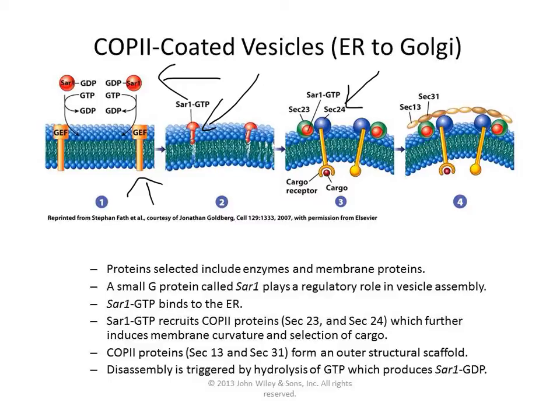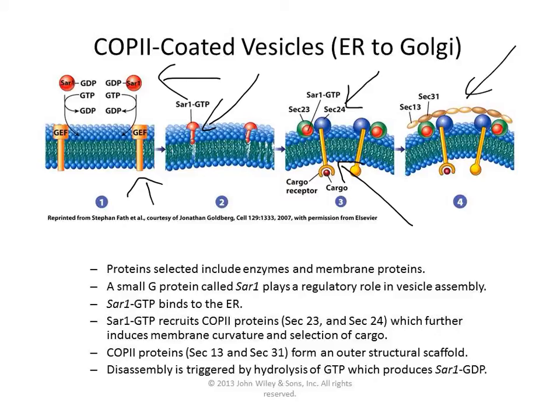These coat proteins, SEC23 and SEC24, also have an important role because they are also going to help select for specific cargo through the C-terminal tail end or domain of the particular cargo receptors. There's different versions of these SEC23, SEC24 proteins to allow for specific selection of certain cargo.